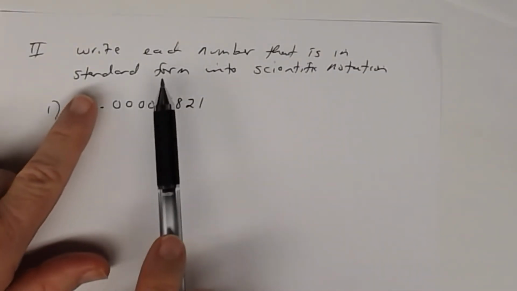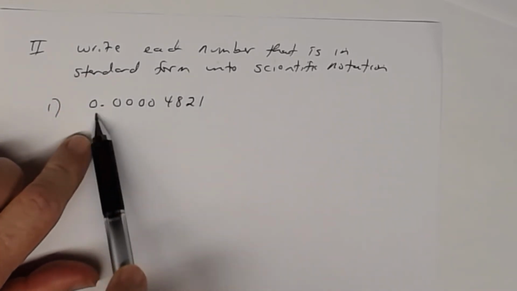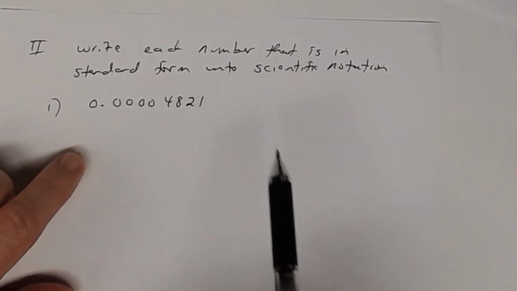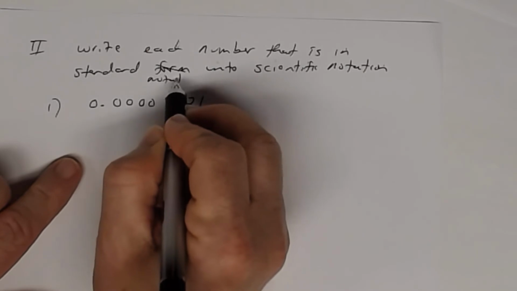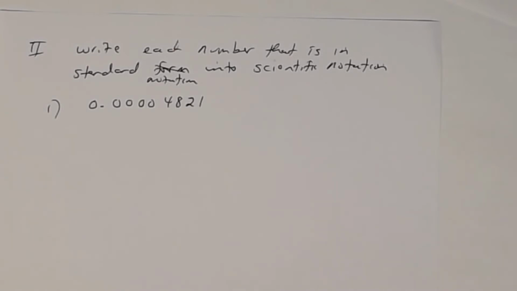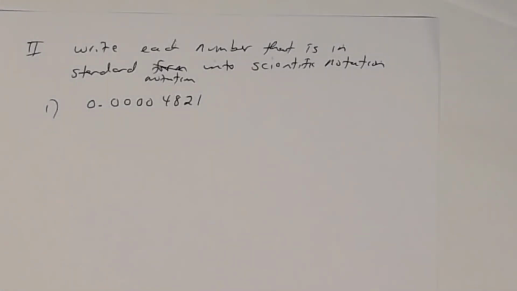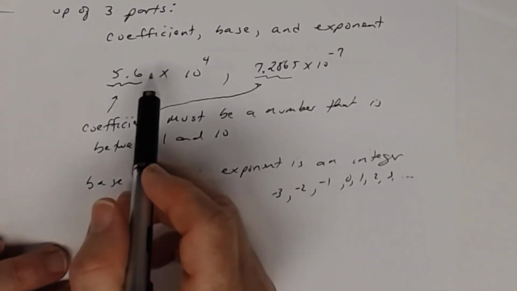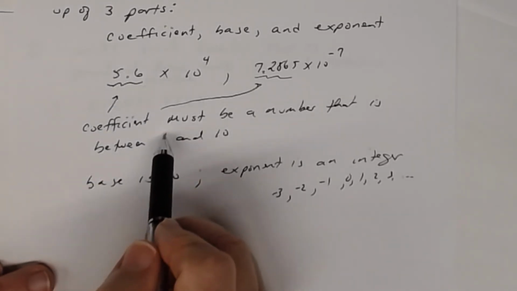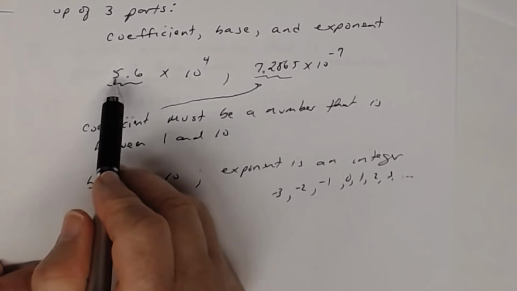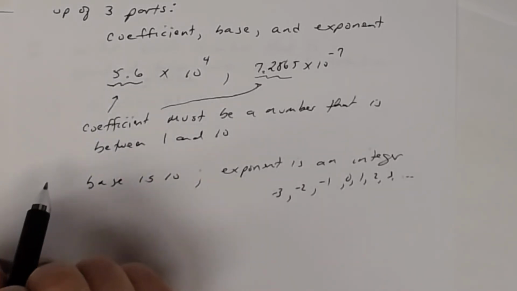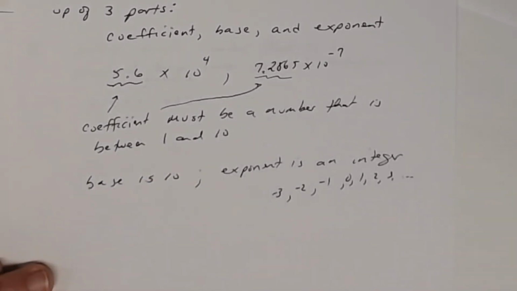The second thing you need to be able to do is take a number that's in standard notation and write it in scientific notation. So remember, for a number written in scientific notation, the coefficient must be between 1 and 10. So there's only one non-zero digit in front of the decimal point.